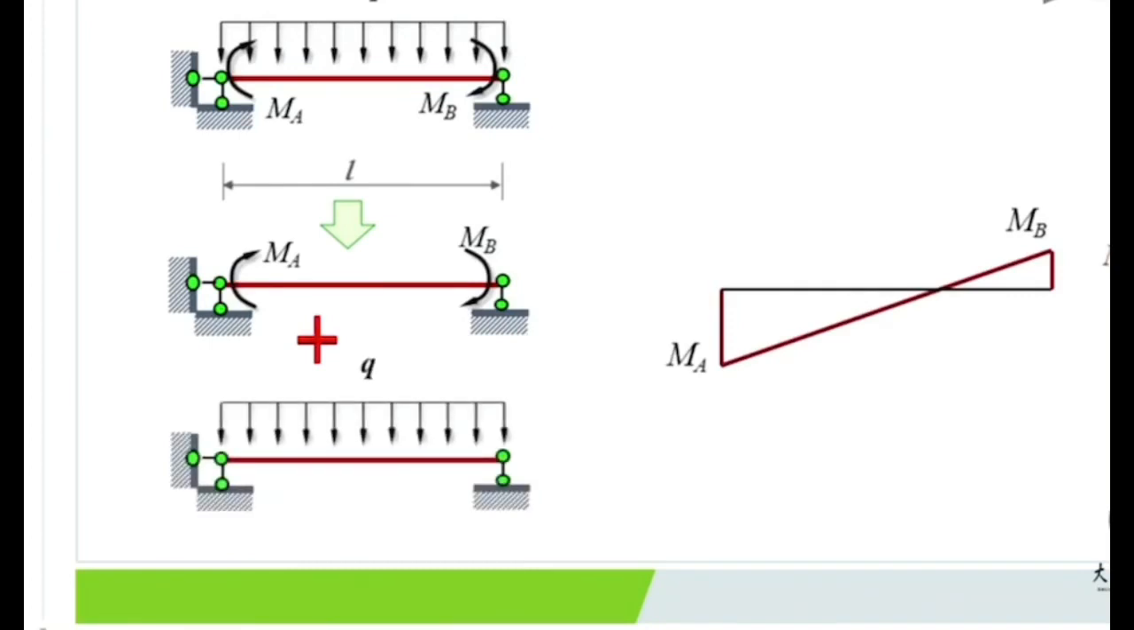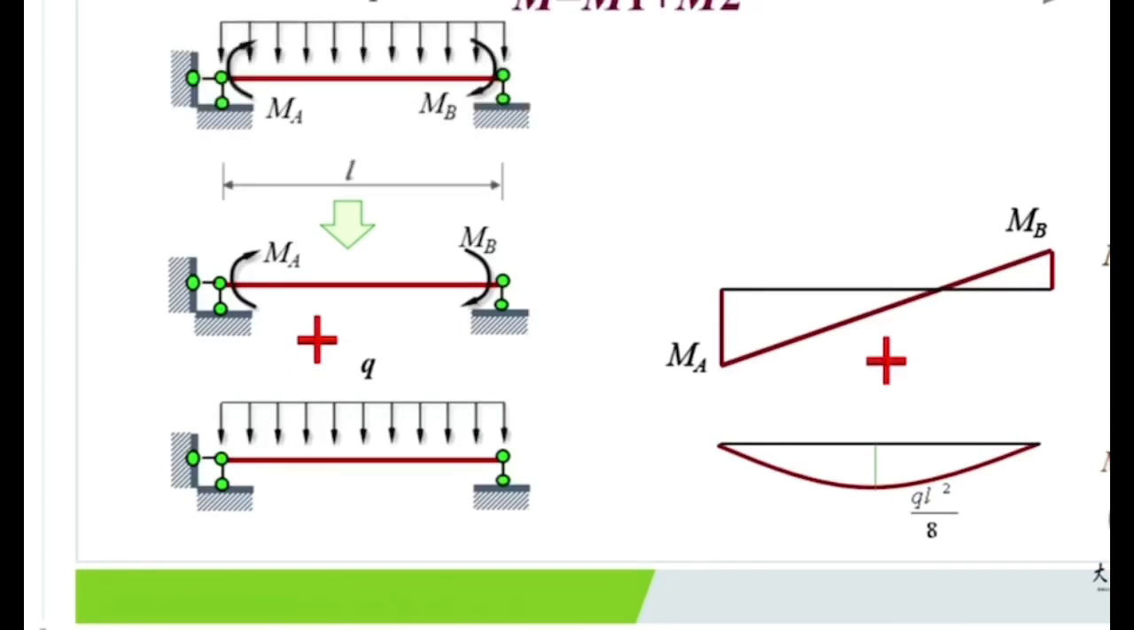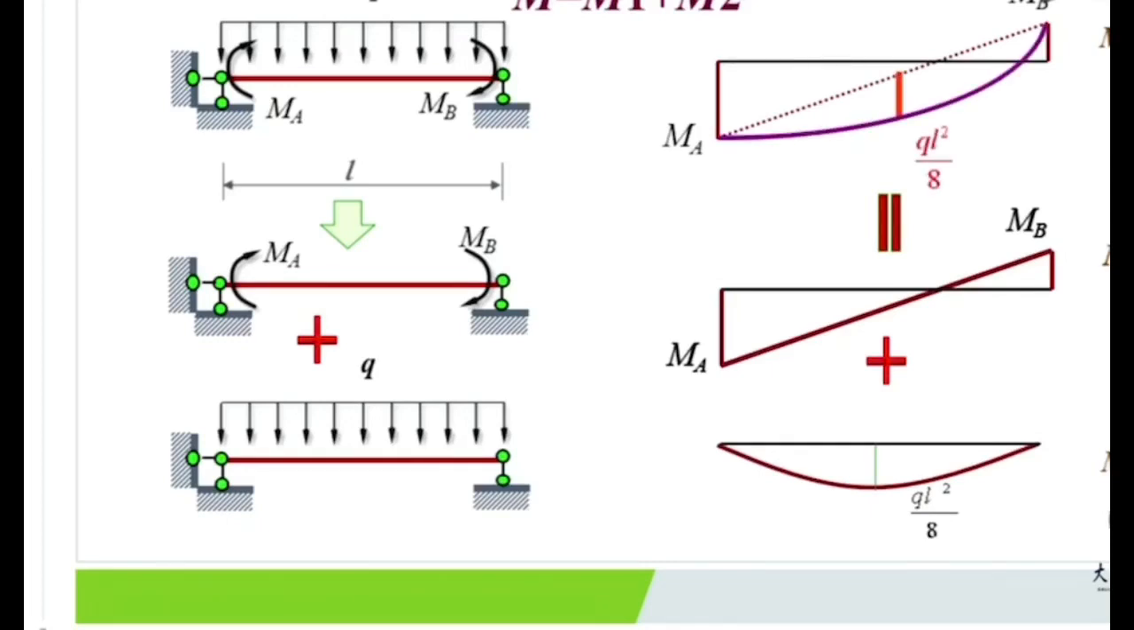For the second case, a simply supported beam under the action of uniformly distributed load q, the bending moment diagram is a 2-degree parabola. Then by using the superposition method, the original structure's bending moment is equal to M1 plus M2. When we draw the bending moment diagram for the original structure, usually we draw the straight line as a dashed line and take this dashed line as a baseline to superimpose such a parabola. This is the bending moment diagram for the original structure.